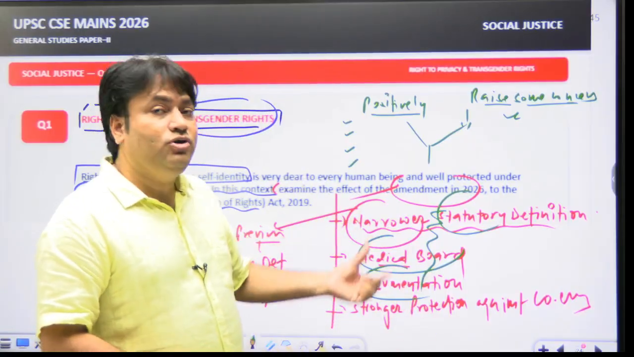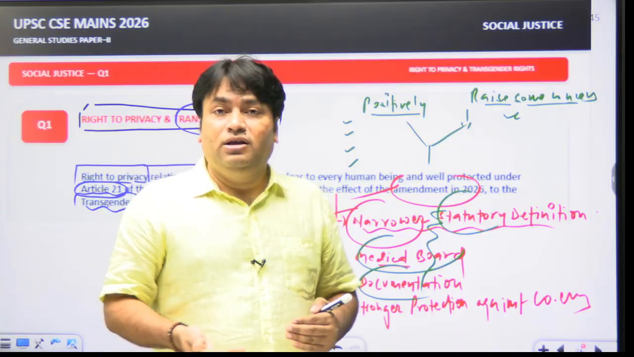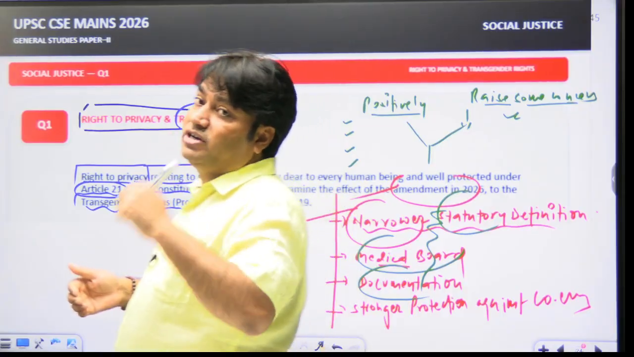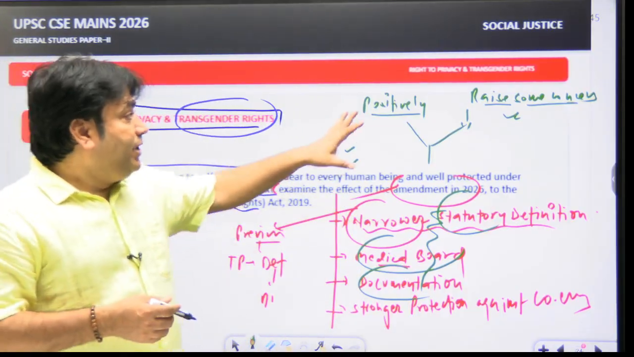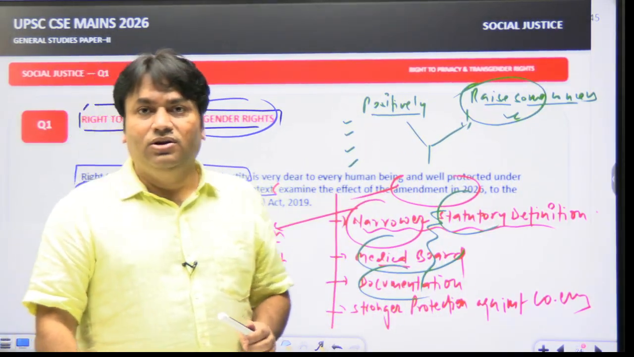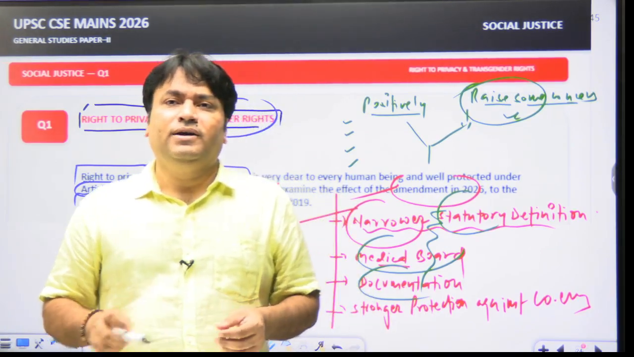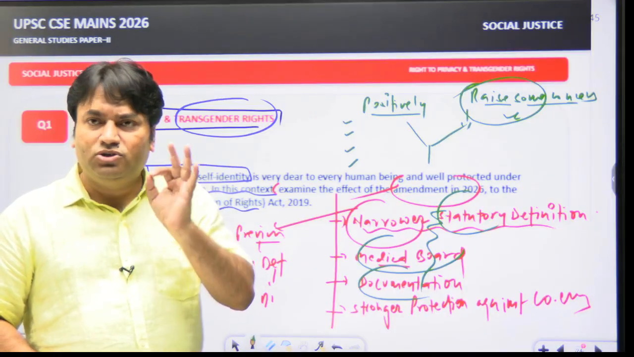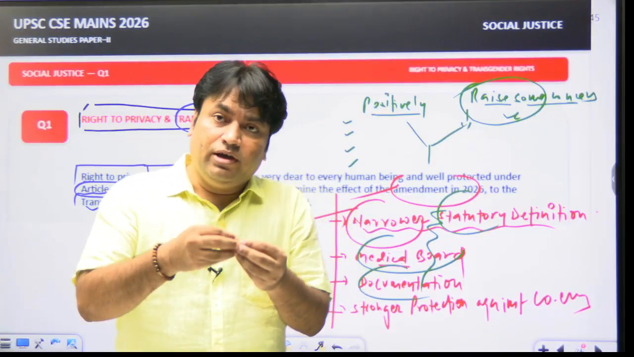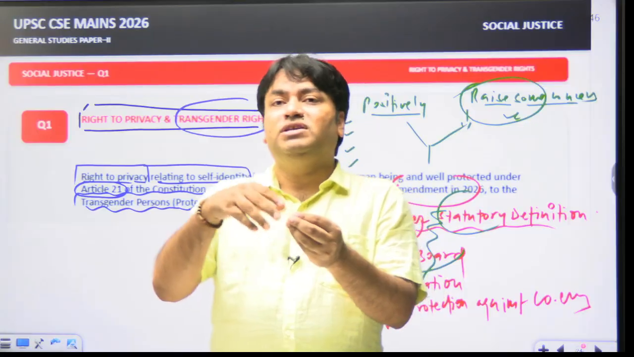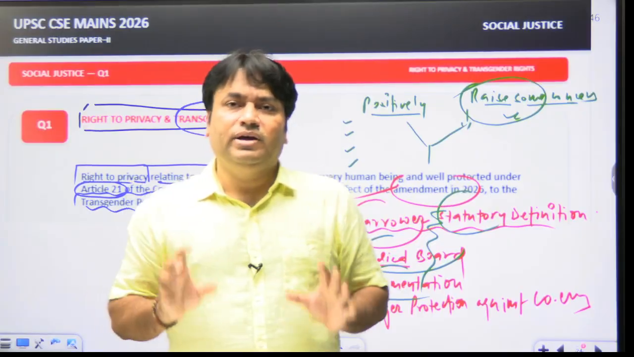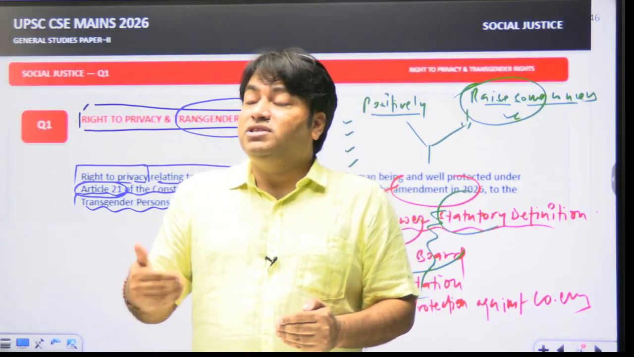Positively, when you look at it, you will find that it seeks to strengthen the protective and welfare oriented dimensions of the transgender legislation. But at the same time, this is also raising some concerns. And what are the concerns? Okay, so we see here that the most important constitutional concern is what? Now, we have moved away from the method of self-identification. And here what we see is a debate, and the debate is autonomy versus medicalization.